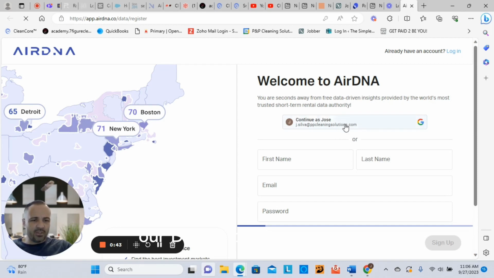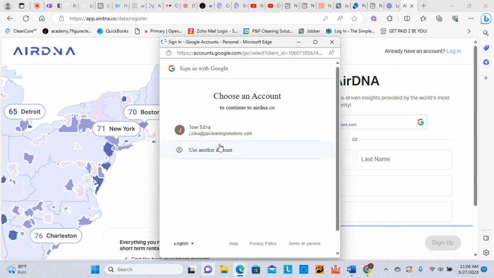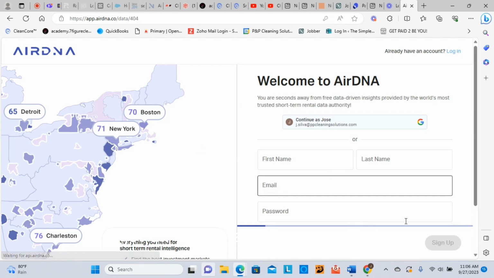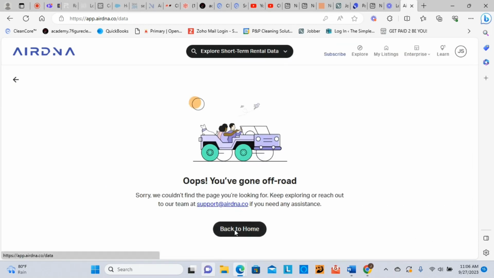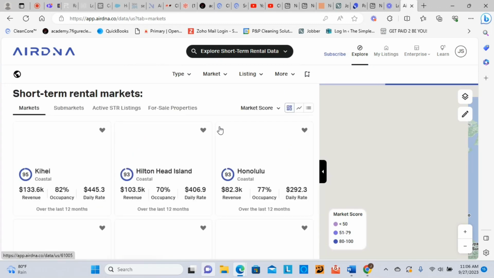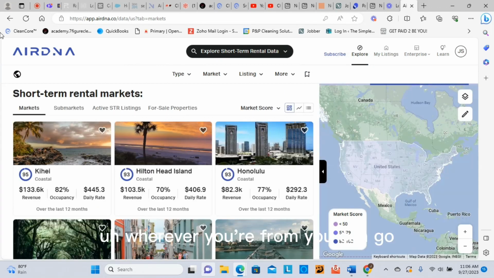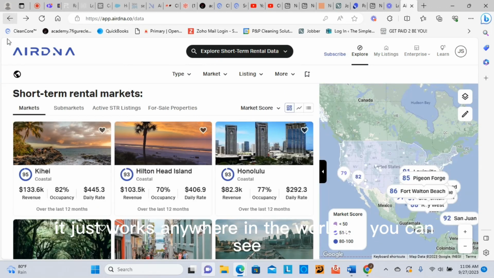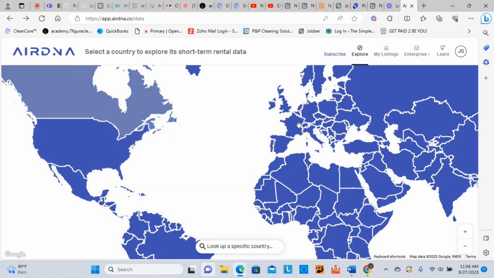So AirDNA is pretty much a software where you get all the data you want from Airbnb and all the VRBO, and kind of just find out information in reference to all their statistics and everything like that. So let me just go here, and then we're just gonna select your country, wherever you're from. It just works anywhere in the world, as you can see. Anywhere you can click on it, and it goes to it. So right now we're focusing on US.